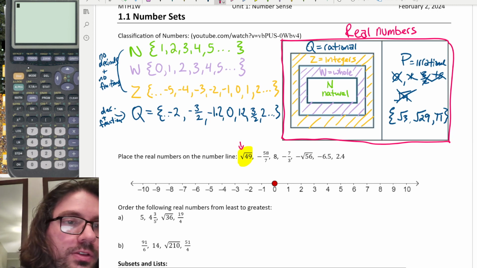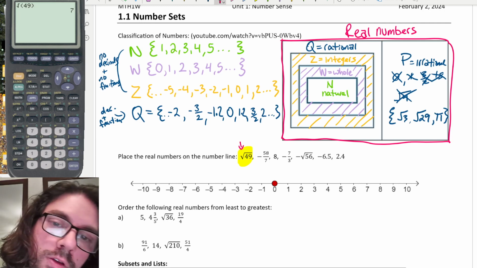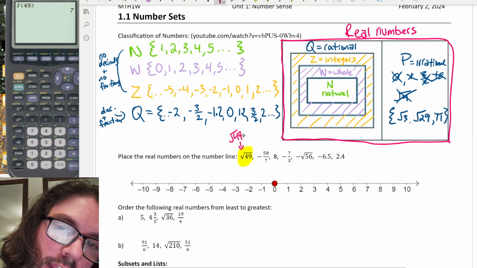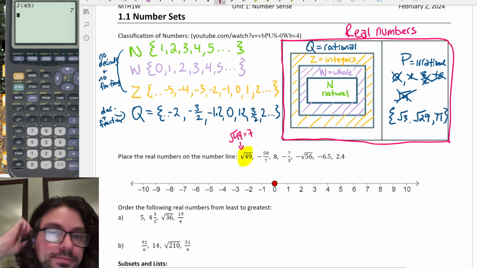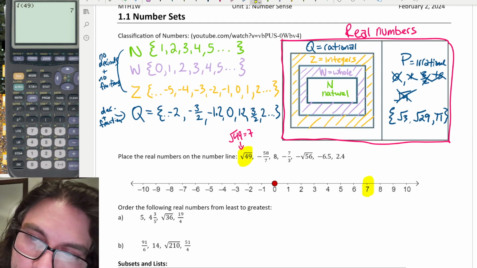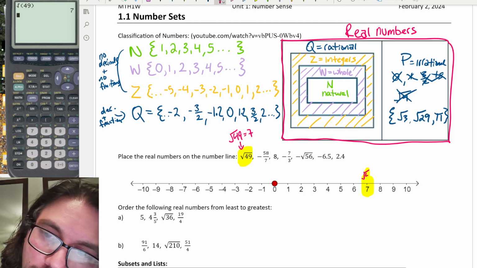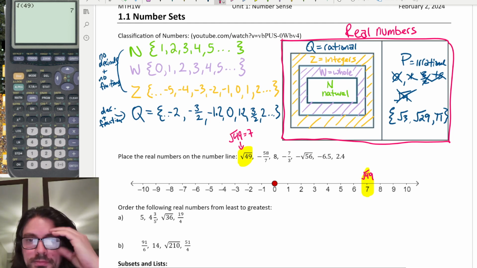To do that, we could take the square root using our calculator. On this calculator, I press the second function button and then the square root button. So second function, square root right there, and then 49. And if you know your perfect squares, you know that the square root of 49 is just equal to 7. So we can put it right here on the number line. I'm going to put it right above, and say that's where the square root of 49 goes.